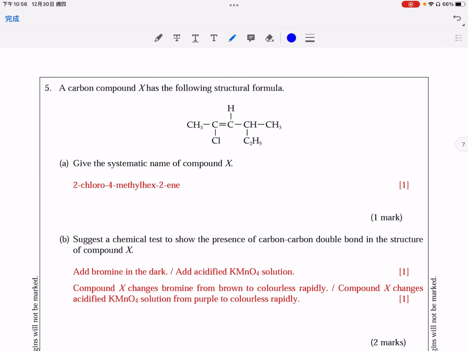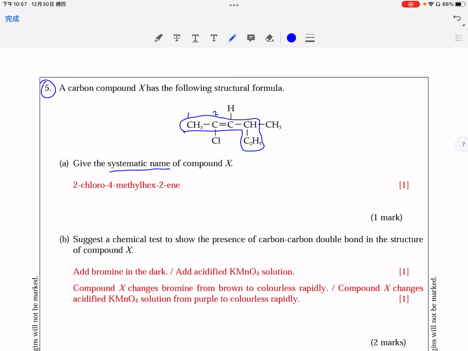Question number 5. Systematic name of the compound X. Make sure you can circle the longest continuous carbon chain, this one, okay? Next, you have to number the carbon atoms correctly. Of course, starting from this side. This is number 1, this is number 2, because the carbon-carbon double bond will appear earlier if you start numbering the chain like this.